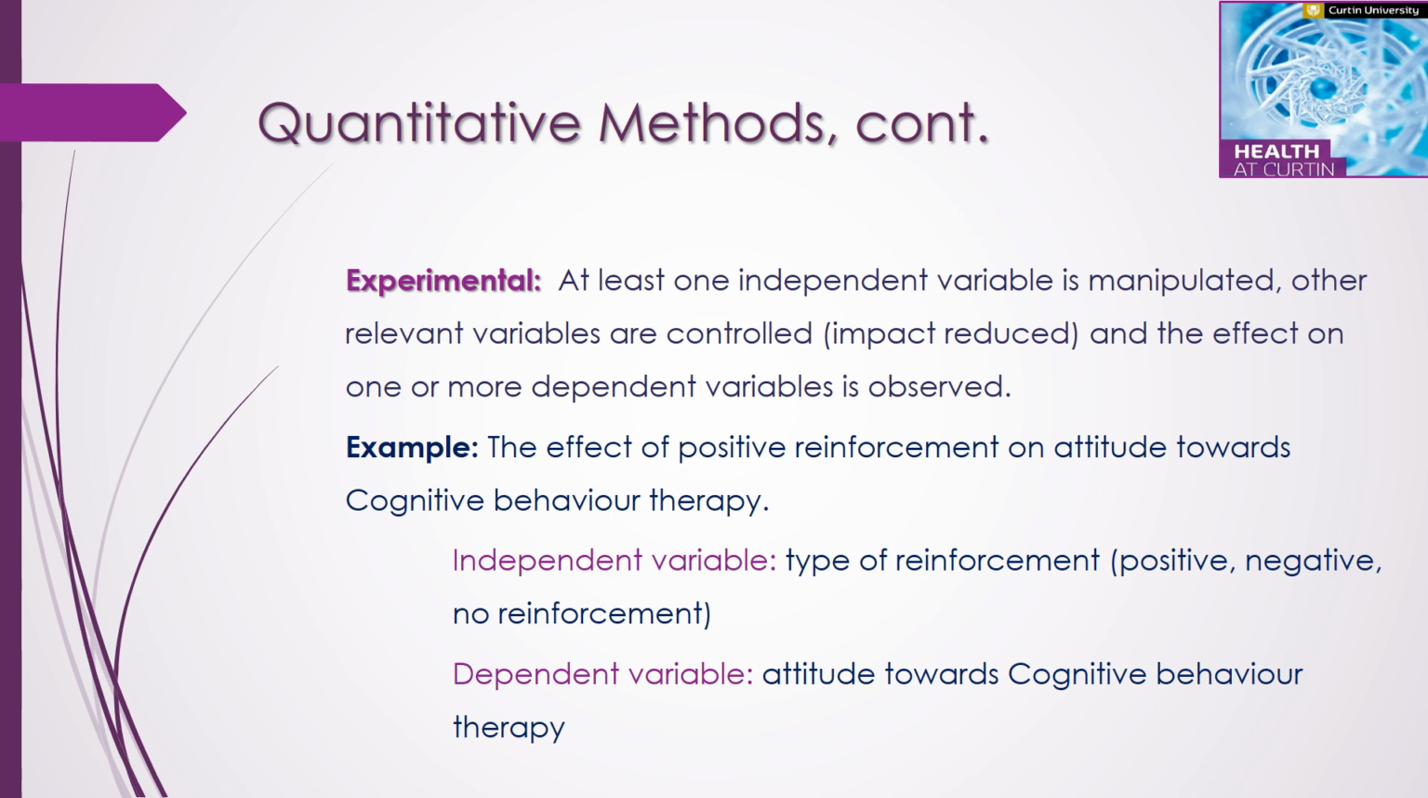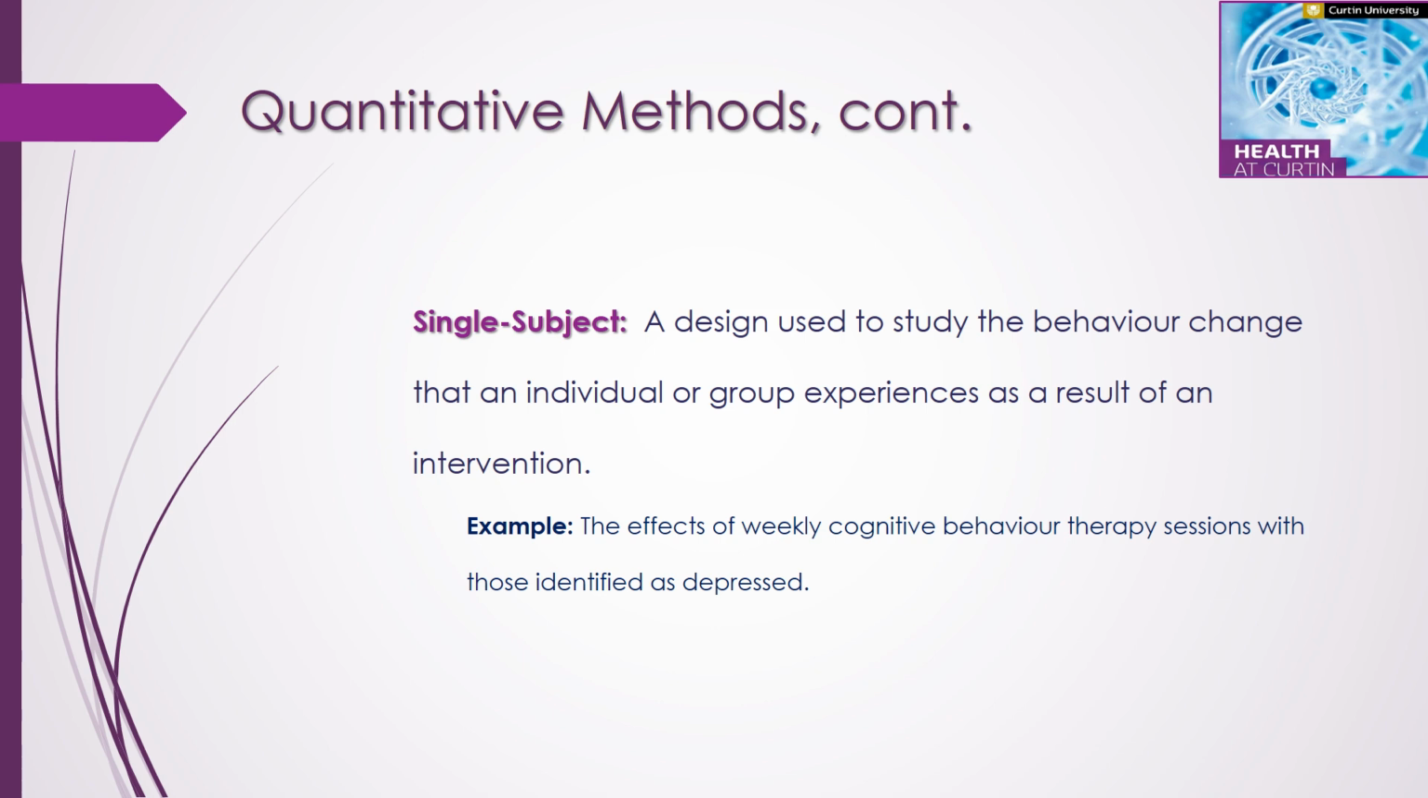Experimental methods involve manipulating at least one independent variable, controlling other relevant variables, and observing the effect on dependent variables. An example is studying the effect of positive reinforcement on attitude towards cognitive behavior therapy, with reinforcement type as the independent variable and attitude as the dependent variable. Single-subject designs are used to study behavioral change resulting from an intervention. For example, examining the effects of weekly cognitive behavior therapy sessions with those identified as depressed.